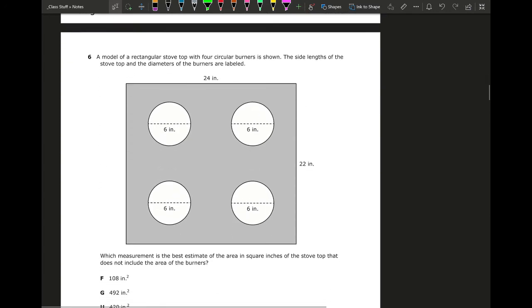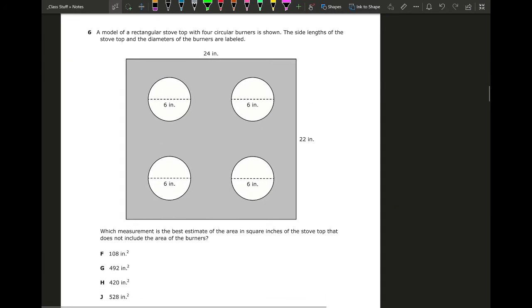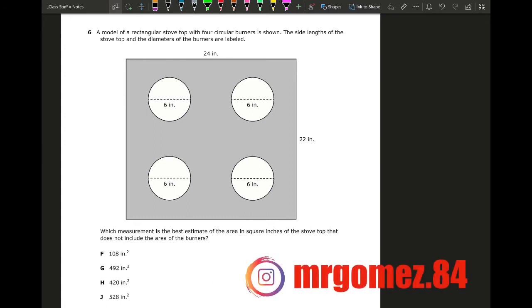Number 6, it says a model of a rectangular stove with 4 circular burners is shown. The side lengths of the stove and the diameters of the burners are labeled. So we have a rectangle and 4 circles. Does everybody agree? Leave it down in the comments on the bottom. Say number 6, yes, I agree with you.